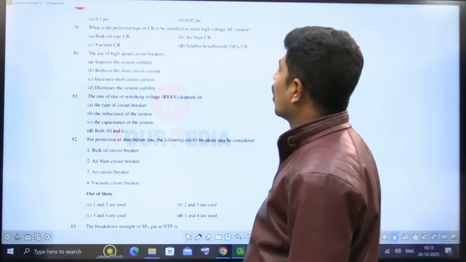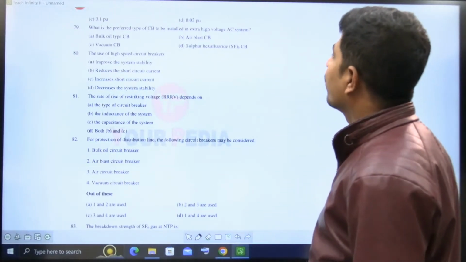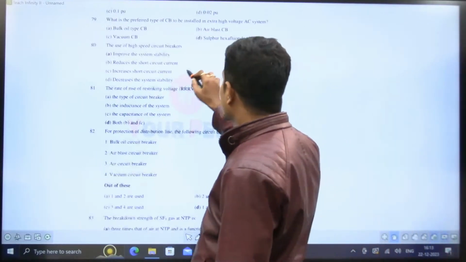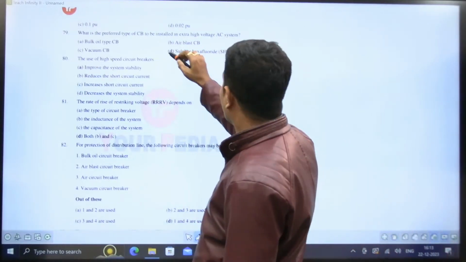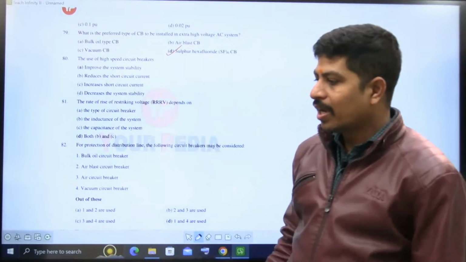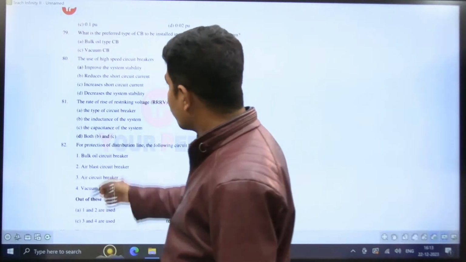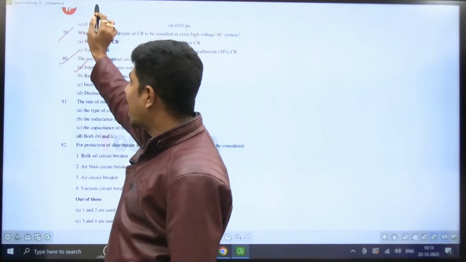Next, what is the preferred CB in extra high voltage system? SF6. Yes, in EHV we are going to prefer SF6. Okay, SF6 we are going to prefer. Next, the use of high speed circuit breaker to improve stability. Yeah, instantly I discussed that.